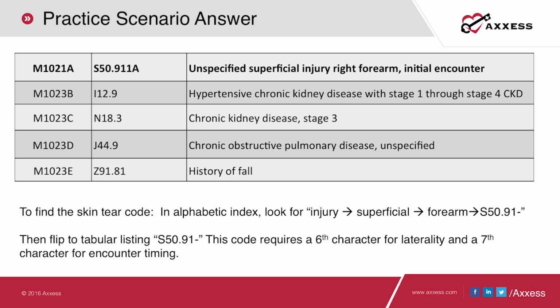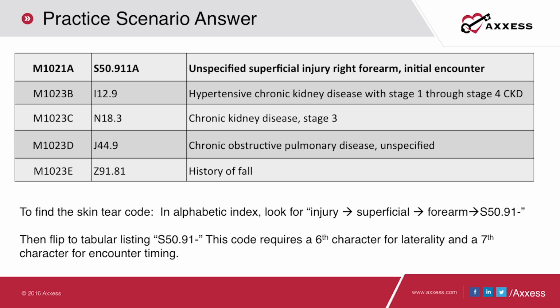Your second diagnosis, I12.9, hypertensive chronic kidney disease with stage 1 through stage 4 chronic kidney disease. M1023C is N18.3, chronic kidney disease stage 3. There's guidance at I12.9 that tells us to use additional code for the CKD, and that's why we sequenced it next. Then you have J44.9, chronic obstructive pulmonary disease unspecified, followed by Z91.81, history of fall.